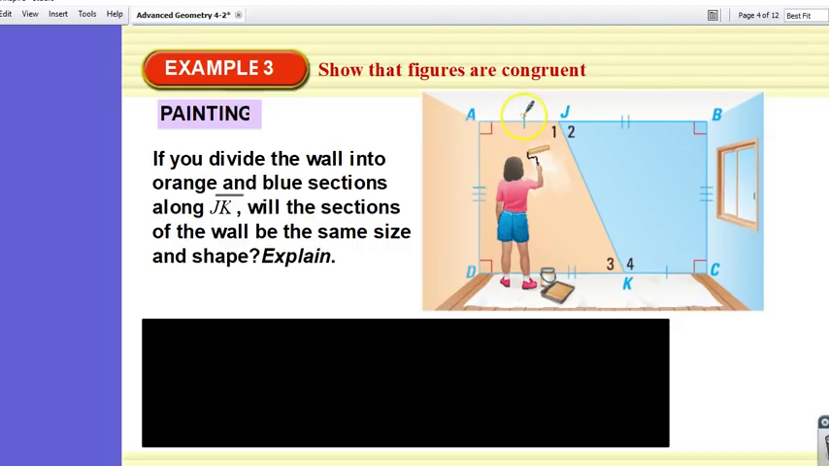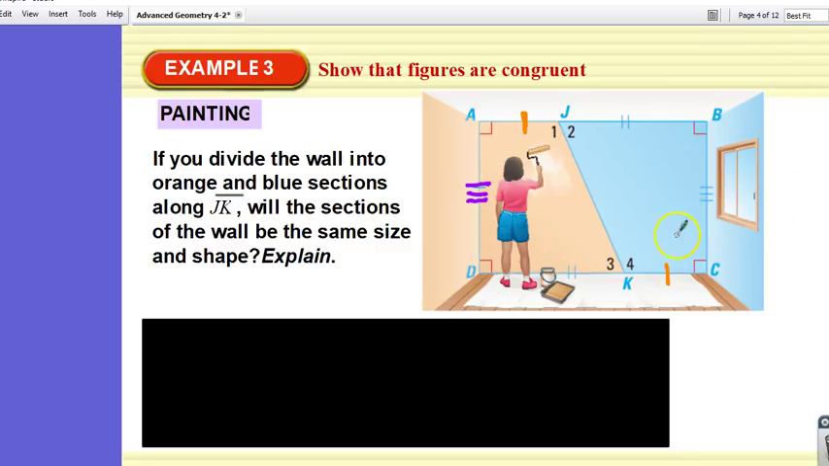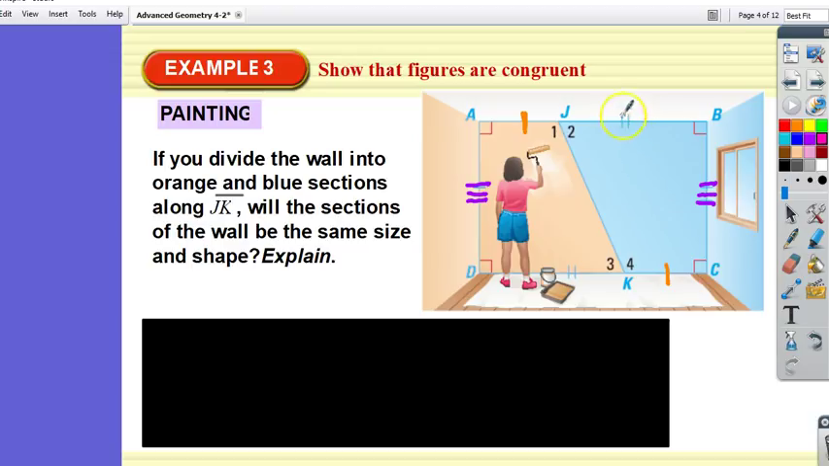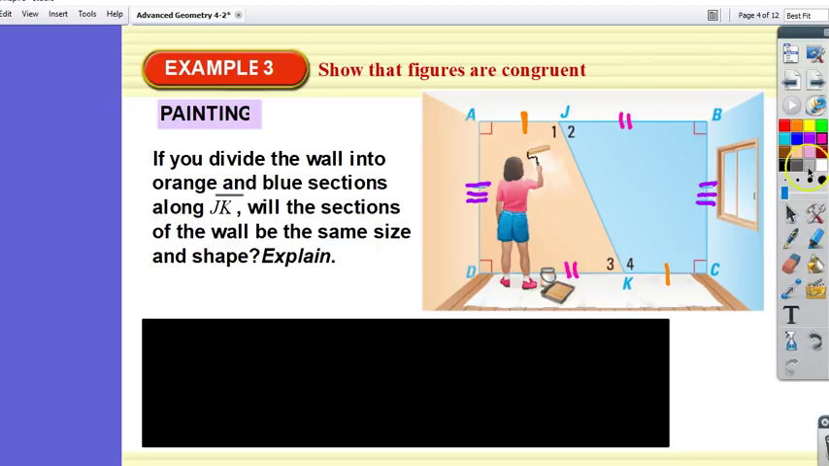Anyway, alright, so we're trying to see, will they be the same size and shape? Well, this AJ is congruent to KC, right? We have one set of congruent sides. We know that AD and CB are congruent. We know that JB and KD are congruent. What about their last side? Do we know anything about JK?